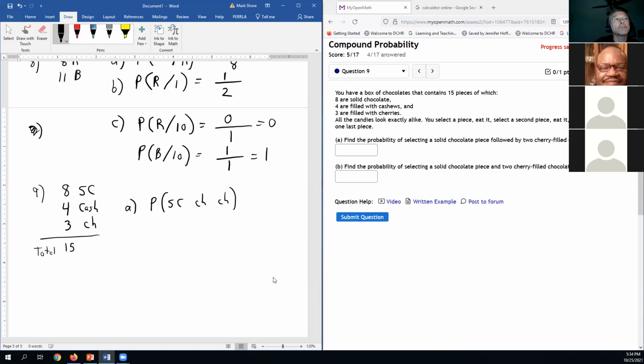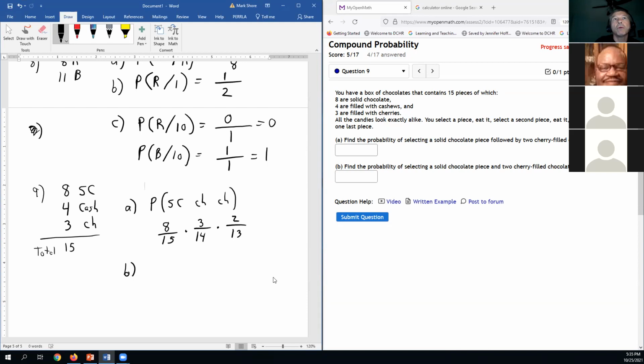So the probability that the first one is solid chocolate is 8 out of 15, right? Because there are 8 solid chocolate pieces in there and there's 15 total. Times the probability that the next one is cherry: there's still 3 cherries left, but we only have 14 pieces of chocolate. Times the probability that the next one is cherry is down to 2, because we already took one of those cherries out, and it's down to 13 pieces of chocolate. And that's it. Now, that's real similar to the nickel type of thing.